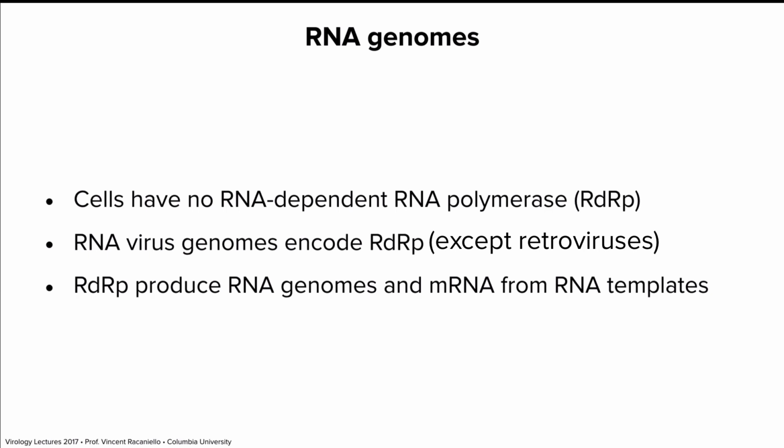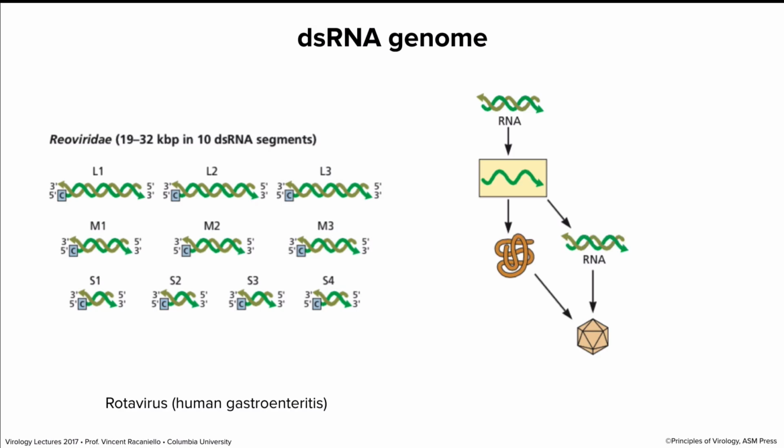This is a very important point because it will help you understand how RNA viruses work. Because again, this together with the Baltimore Scheme, you can figure out the pathway of genetic information. So let's take a look at the different categories of RNA virus genome. We have double-stranded RNA genomes.